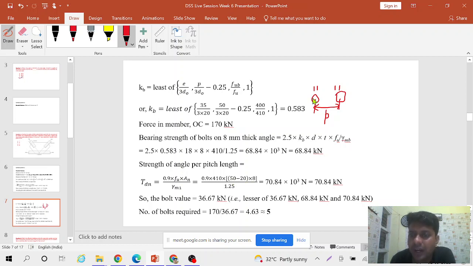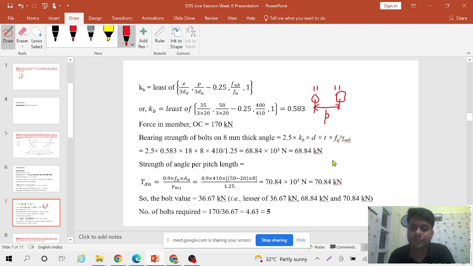So we are considering the hole diameter, not the bolt diameter, because we are now considering net section rupture. That is why you have to deduct the complete hole diameter from the pitch. So that is why you have done 50 minus 20 into the thickness, that is 8.